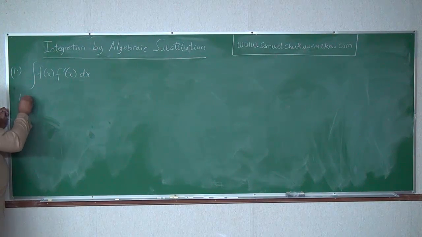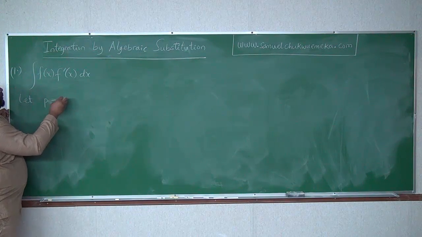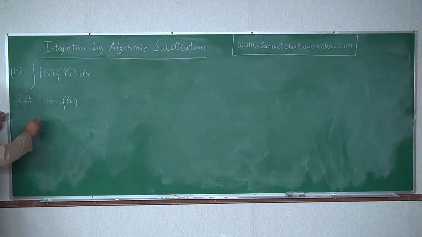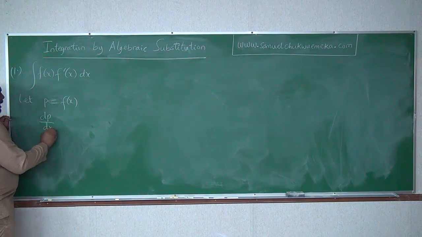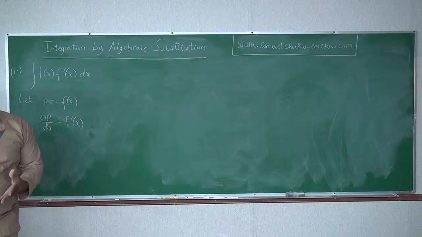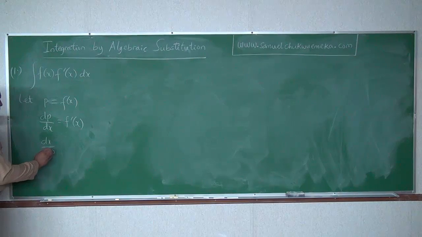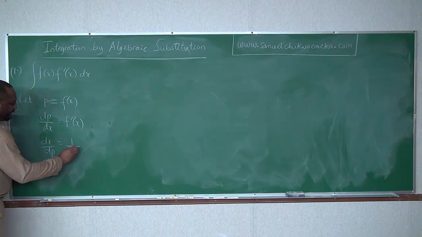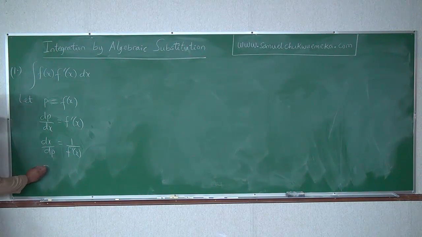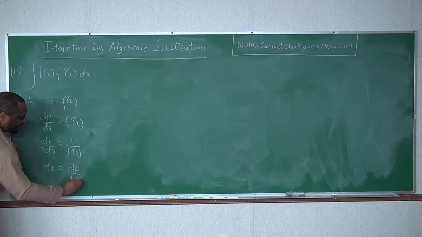We say let p, I'm going to use p, I like to be positive, be f of x. So dp/dx is f prime of x. That's the derivative. Then you now do dx, which is dp over f prime of x. Do you see what I'm doing? So dx is dp over f prime of x.